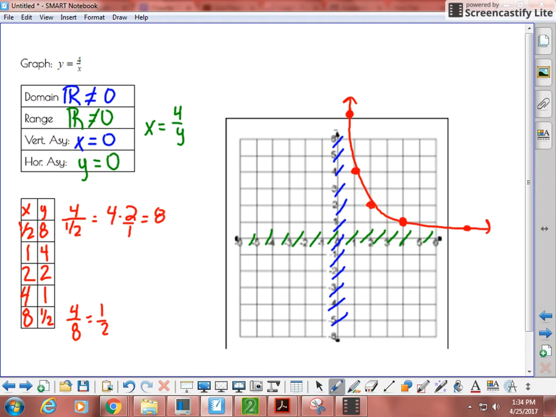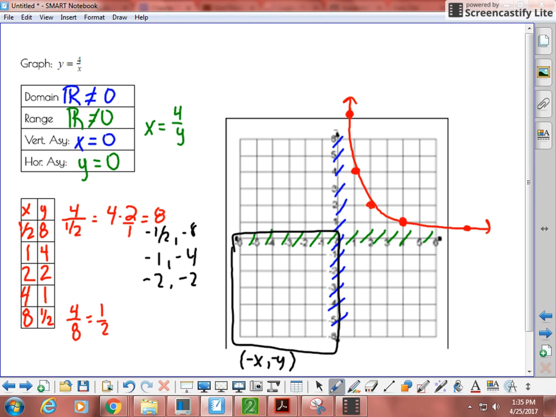Okay, so what I know is that my values are positive, so this is going to be quadrant 1 and quadrant 3. So quadrant 3 is this one. Well, what I know about that is my x's are negative and my y's are negative. So all I'm doing is making it negative 1/2, negative 8, negative 1, negative 4, negative 2, negative 2. Just making all of these be negative. And then plotting those. So back 1/2 and down 8, back 1 and down 4, back 2 and down 2, back 4 and down 1, and 8 and negative 1/2.